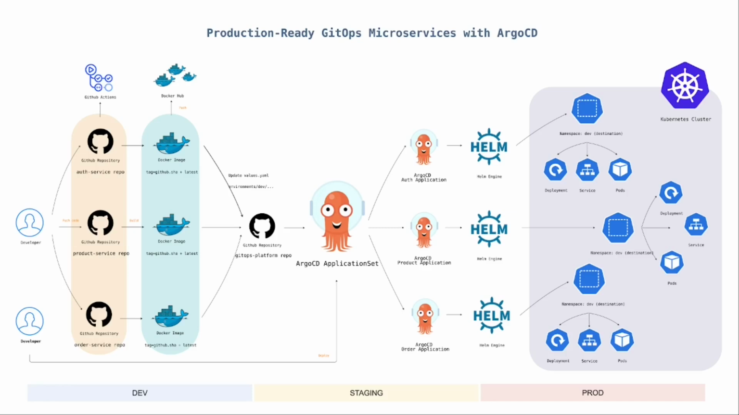Step 6. ArgoCD syncs to Kubernetes. ArgoCD then synchronizes the desired state from Git with the actual state in the Kubernetes cluster. It applies Kubernetes manifests such as deployment and service. Step 7. Kubernetes pulls the new image. Kubernetes detects that the image has changed and pulls the new image from Docker Hub. It updates the running pod. This happens automatically without downtime.